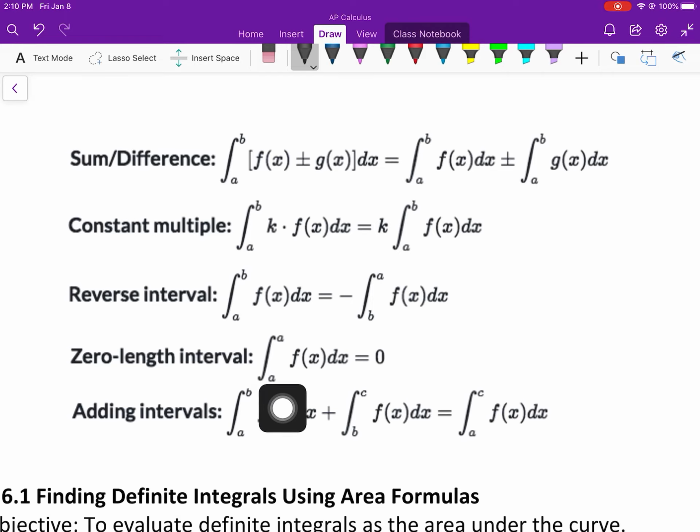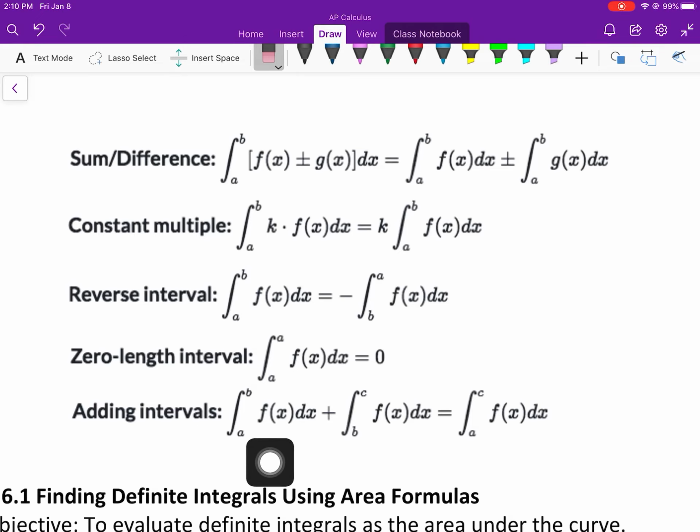And then integrating from a to a, there's no area, there's no width to that interval. So that area is just going to be 0. You can think of the fundamental theorem of calculus: it would be f of a minus f of a, right? That would just be 0. That would technically be the proof of that. Very simple proof.